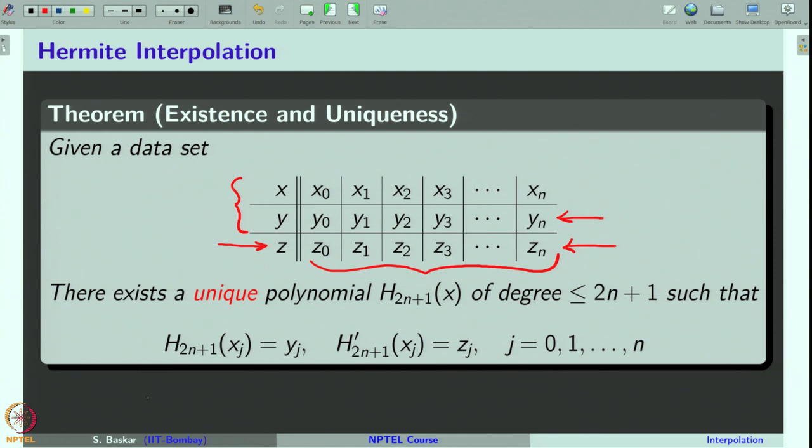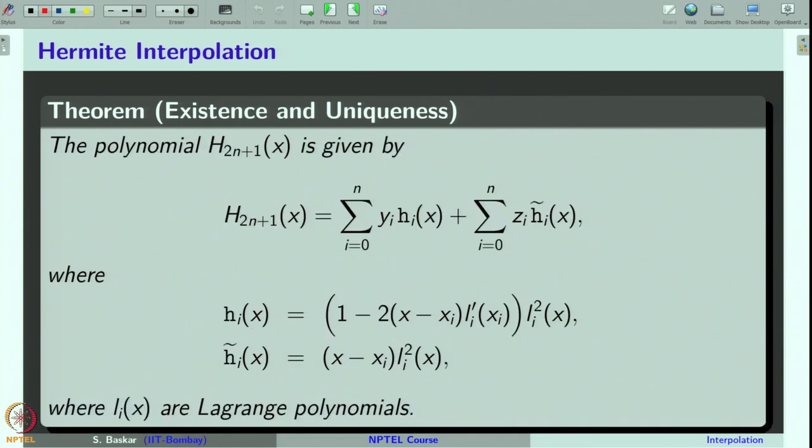Well, once we provide this data set, then our theorem says that we can construct a unique Hermite interpolating polynomial h of degree less than or equal to 2n plus 1 with the required interpolation conditions as given here, which we have shown in our previous slide itself. Now, I am just using a different notation here. Instead of f of x j, I am just using y j, and instead of f dash of x j, I am using the notation z j.